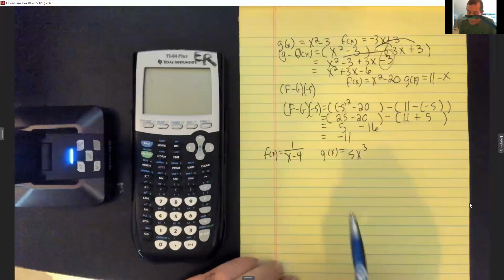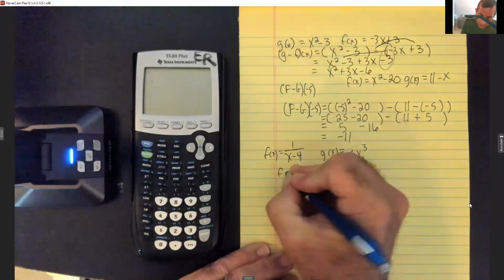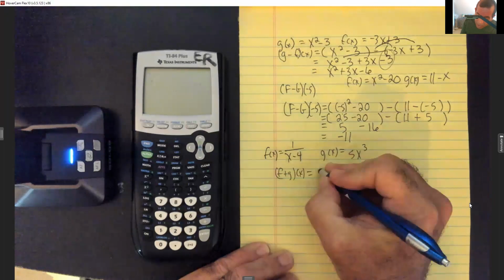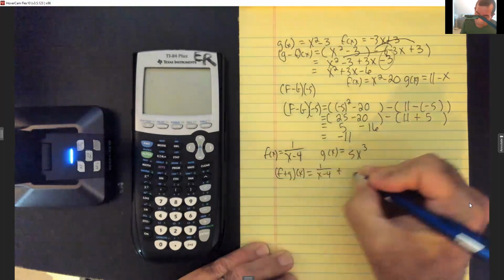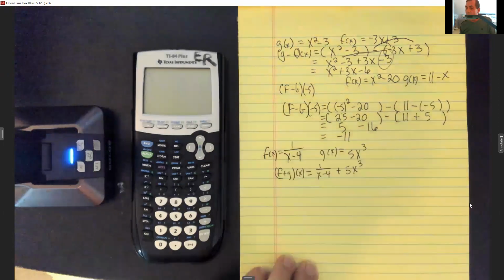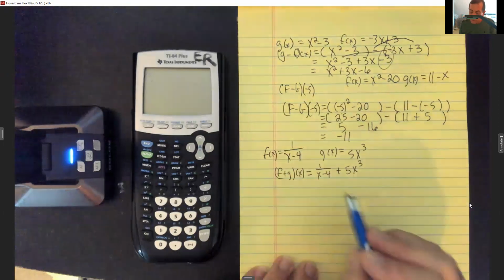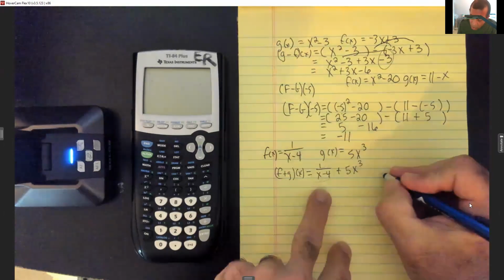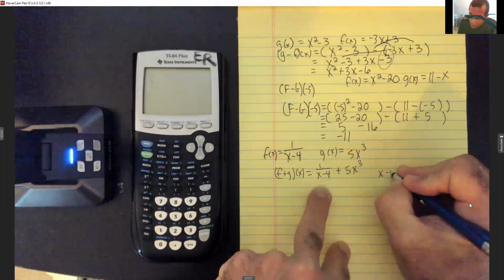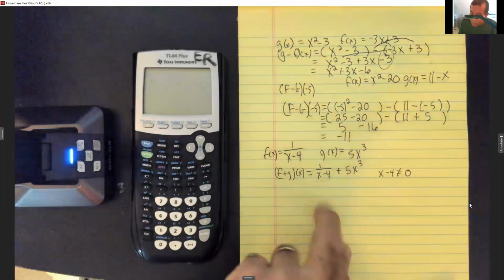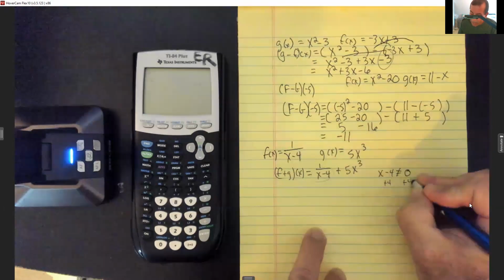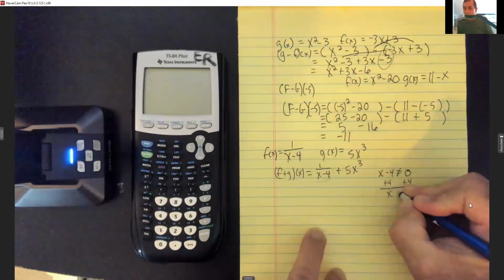All right, so if I was going to add these, f plus g of x would equal f of x, which is 1 over x minus 4, plus g of x, which is 5x to the third. Remember, the only thing we're worried about on a domain is a fraction. So since we do have a fraction, we know that x minus 4 cannot equal 0. So solving that, we would add 4 to both sides, and x cannot equal a positive 4.